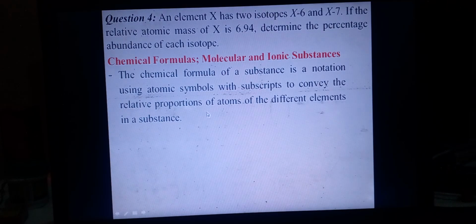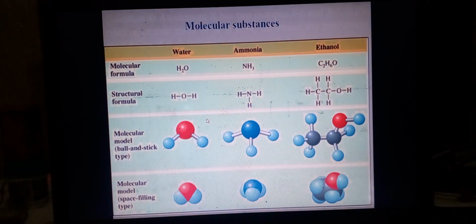So I think in chemistry, you have been able to look at various chemical substances.